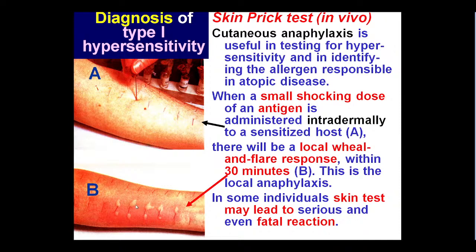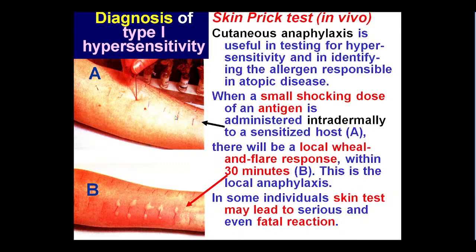Swelling of tissues demonstrates this positive reaction, but what is the negative characteristic of the skin prick test and other in vivo tests? In some individuals, skin tests may lead to serious and even fatal reactions, even with a very small dose of the intradermal injection.